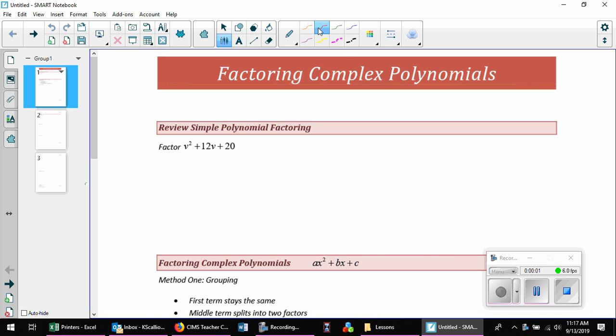Seems like we should probably review. Okay, so what's the first thing I'm going to do? Write down factors of 20. What are my factors of 20? So I'll do the first one. I got 1 and 20. 2 and 10.